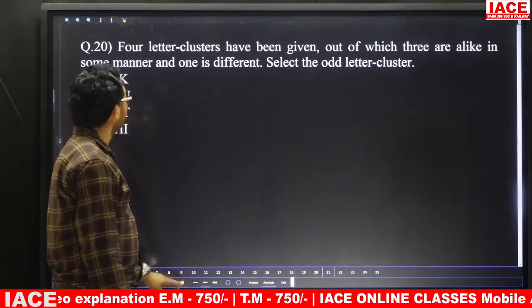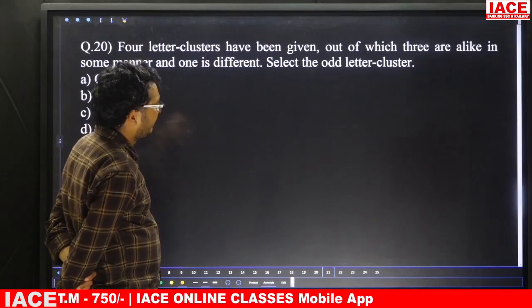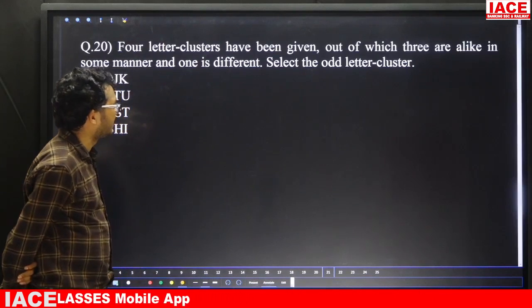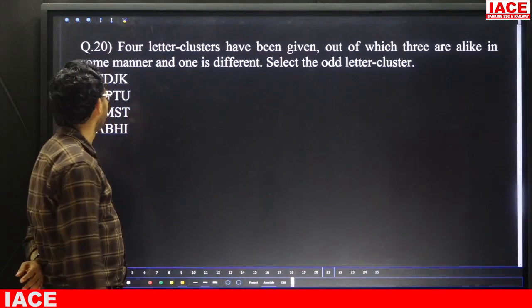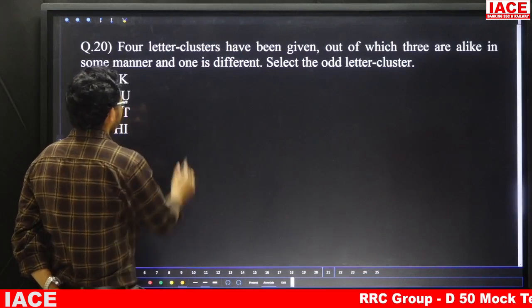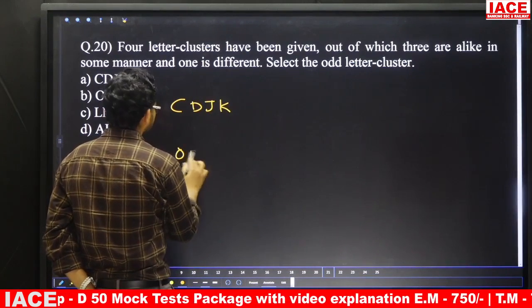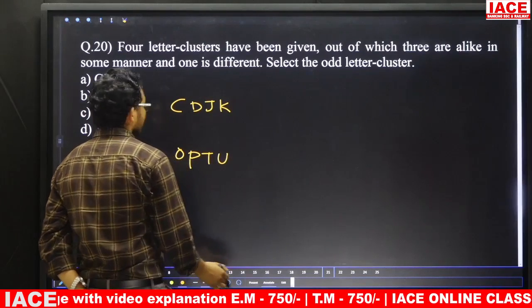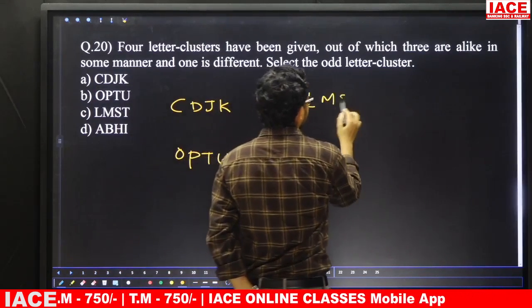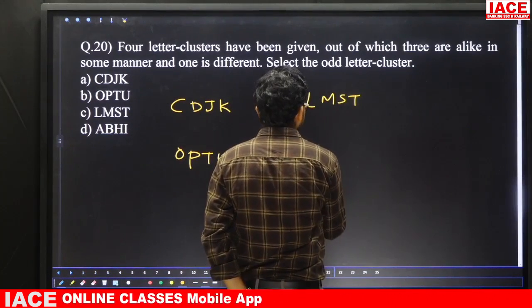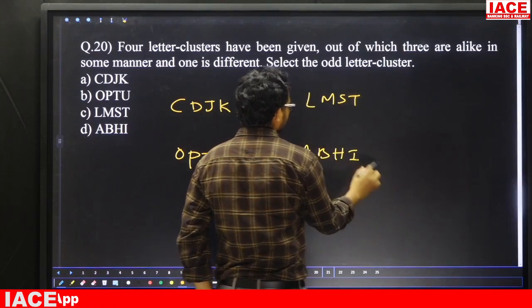Question number 20. Four letter clusters have been given, out of which three are alike in some manner, one is different. So select the different one. Friends, the given ones are CDJK, next OPTU, next LMST, next ABHI. Friends, once observe here.